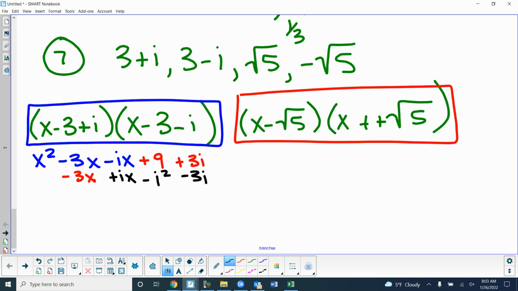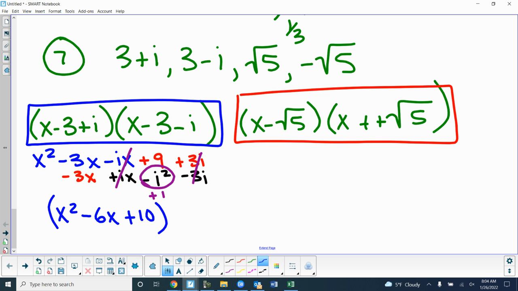The x times all 3, the blue ones. The negative 3 times all 3 are the red ones. The I times all 3 are the black ones. All right? Those cancel. Those cancel. What's that equal? Positive 1, right? I squared is negative 1. So it's a negative of a negative 1, which makes it plus 1. Okay? So the blue box is x squared minus 6x plus 10. No more i's.